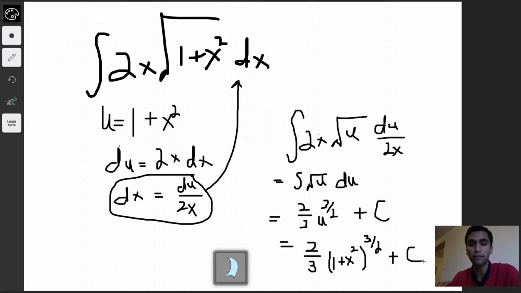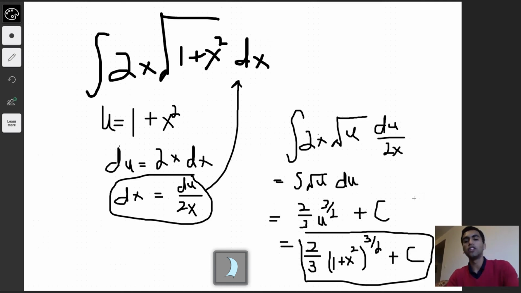Of course, it's important to make sure that you've got this answer correct. It's important to check your answer. And how do we do this? Well, by the fundamental theorem of calculus, if we take the derivative of our particular answer over here, which I'll just draw a box around right now, we should end up with 2x multiplied by the square root of 1 plus x squared.